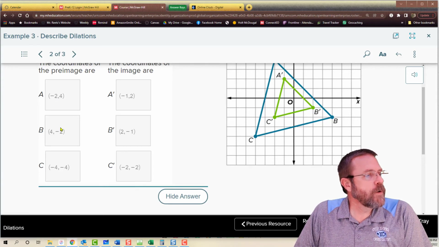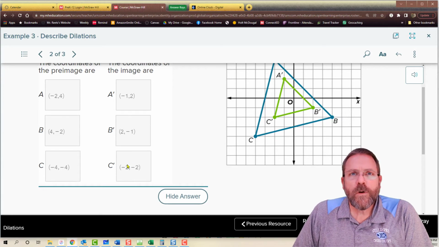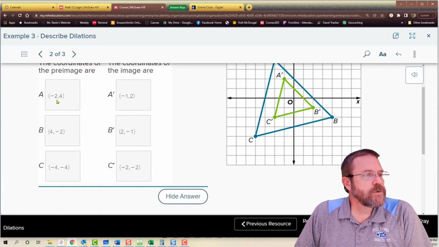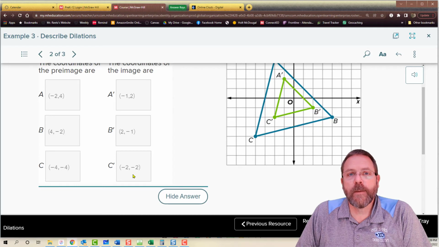Anyhow, so here we've got our pre-image numbers, and here we have our image numbers. What do you notice between them? What do you see? I had a -2 that became a -1. I had a 4 that became a 2. A 4 became a 2. A -2 became a -1. And these two -4s became -2s.